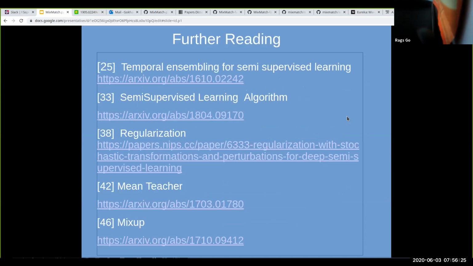For further reading, I have listed a couple of papers to understand where the thought for building this model came from. And I think this is the last slide. If you have any questions, I should be glad to answer them.